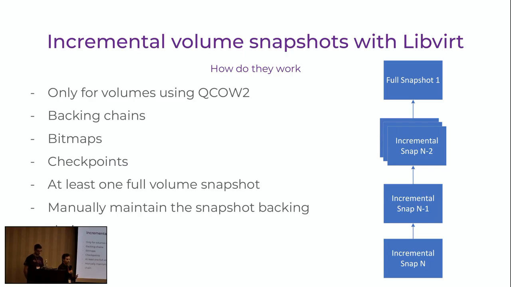And as I gave you an example before, we always need to have a full snapshot at the start of our snapshot chain, so that we can start incrementing from it. And although Libvirt helps us in creating the backups, it doesn't help us manage these chains. So we have to do this. I mean, CloudStack does it. We just had to implement it.